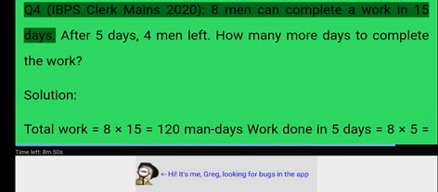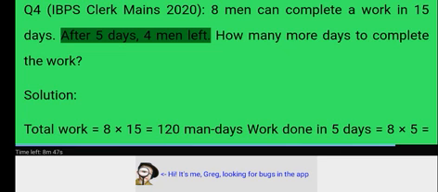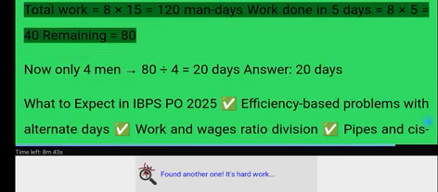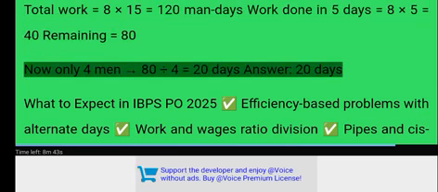Q4, IBPS Clerk Mains 2020. 8 men can complete a work in 15 days. After 5 days, 4 men left. How many more days to complete the work? Solution. Total work equals 8 times 15 equals 120 man-days. Work done in 5 days equals 8 times 5 equals 40, remaining equals 80. Now only 4 men, so 80 divided by 4 equals 20 days. Answer, 20 days.